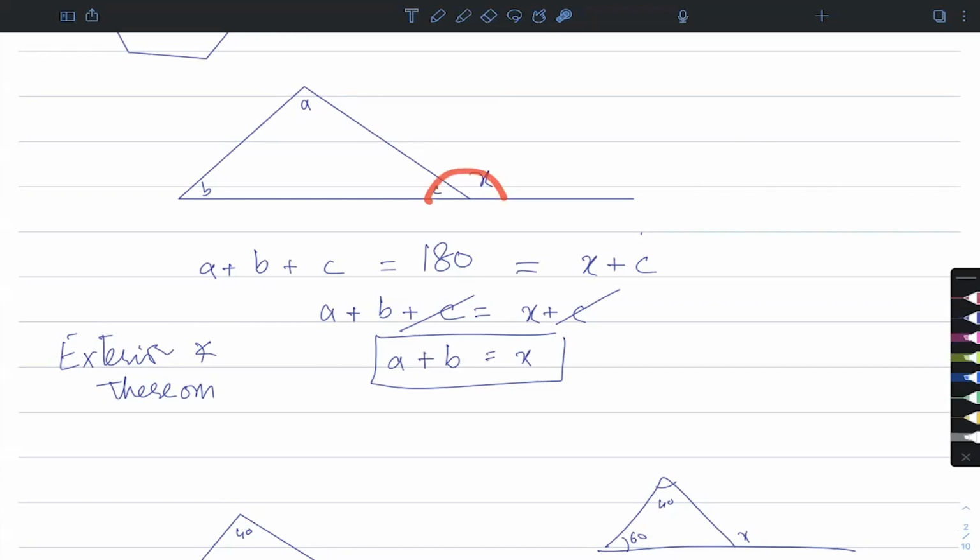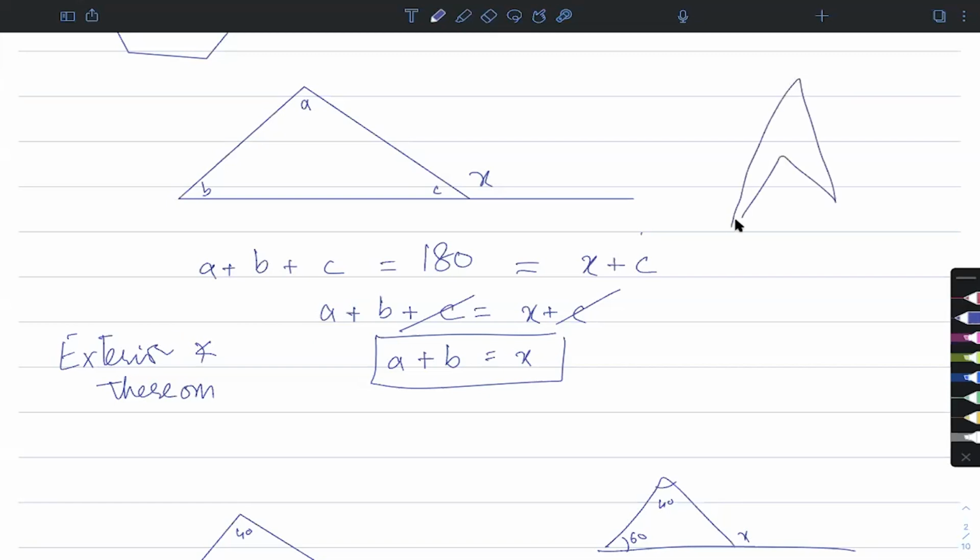The sum of these two angles is 180, and the sum of this one and this one is also 180. So put them equal to each other, c cancels out, and you have a plus b equal to x.